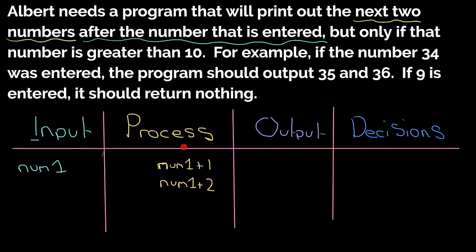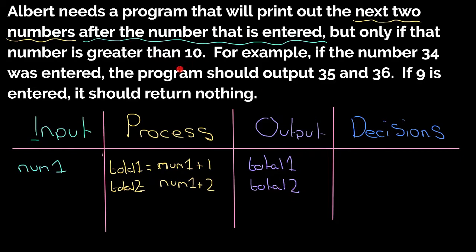Because I'm doing some maths here, and for simple algorithms, process really is just some maths that you need to figure out. I'm going to create a couple of variables here as well to store the results. So total1 equals num1 plus 1, total2 equals num1 plus 2. Output then are those 2 variables that I've just made, isn't it? Because I've just figured out what the next 2 numbers are. So my output is going to be total1 and total2.